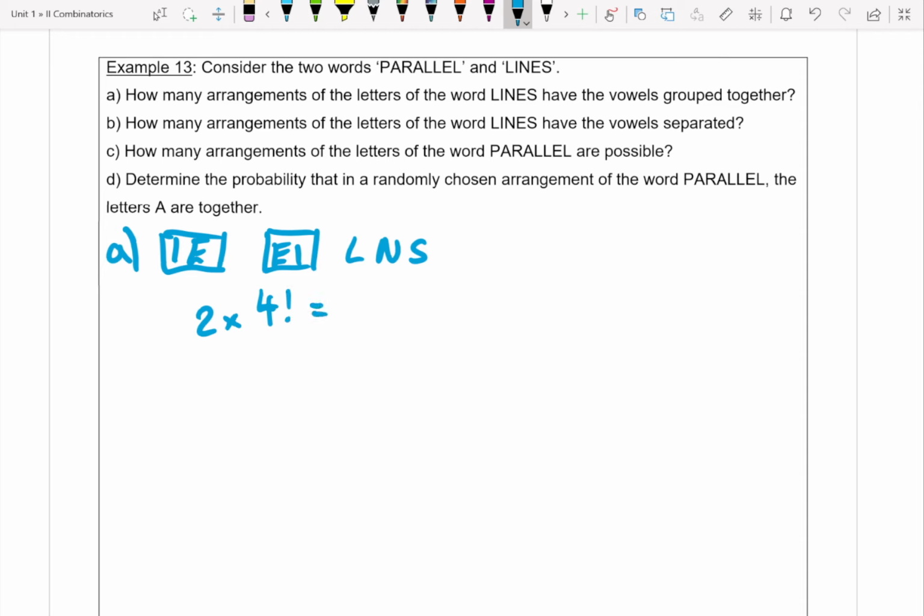So 4 times 3 times 2, which is 24, times 2 is 48. So there's 48 different ways to have the vowels grouped together.